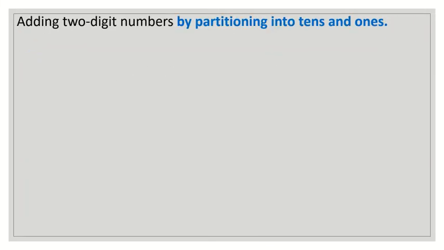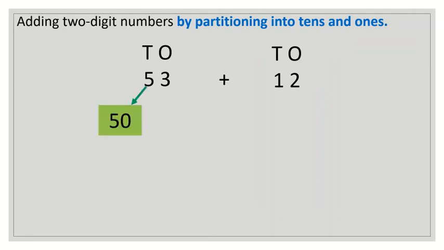Let's see how we can add two-digit numbers by partitioning them into tens and ones. I have to add the number 53 and 12 here. I'm going to partition these numbers into tens and ones. Let's begin by separating tens first. This number has 5 tens, which means we will have the number 50 here, and this number has only 1 ten. Let's look at the ones now. This number has 3 ones and this number has 2 ones.